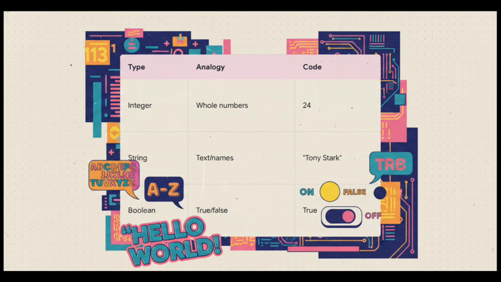Think of a Boolean as a simple light switch. It only has 2 states, true or false. This is incredibly useful for conditional logic. Like, checking if a user is logged into a website. True, they are. False, they aren't.